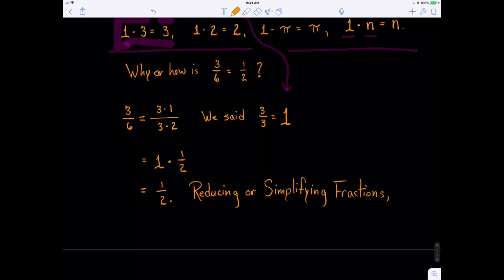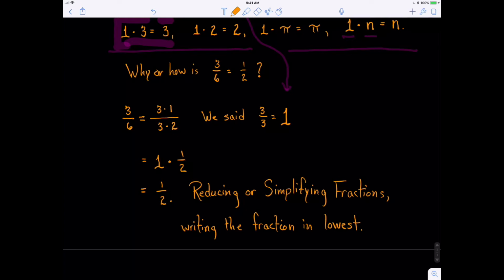Or you could say writing the fraction in lowest terms. And that's what we just did. We wrote 3/6 in lowest terms as 1/2.